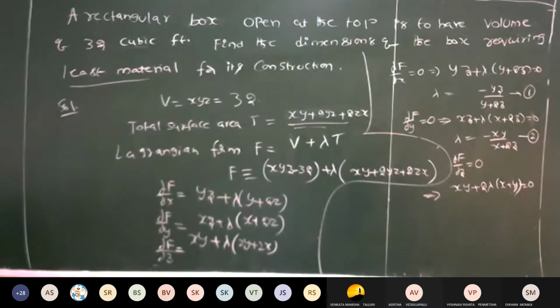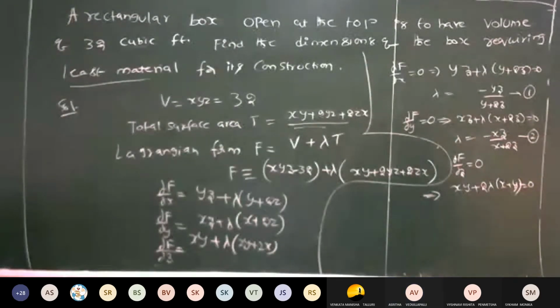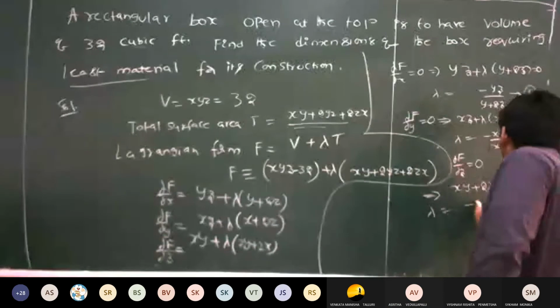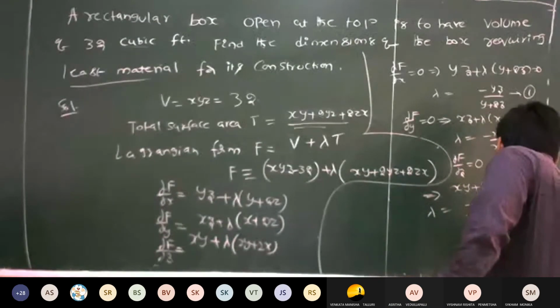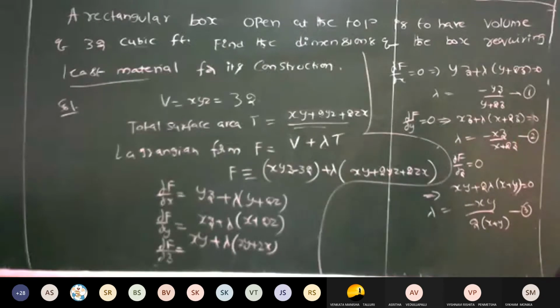Which one? Dou f by dou y, sir. Minus xz by x plus 2z. Yes, very good. So therefore here lambda is equal to minus xy by 2 into x plus y. So call it as equation number 2.